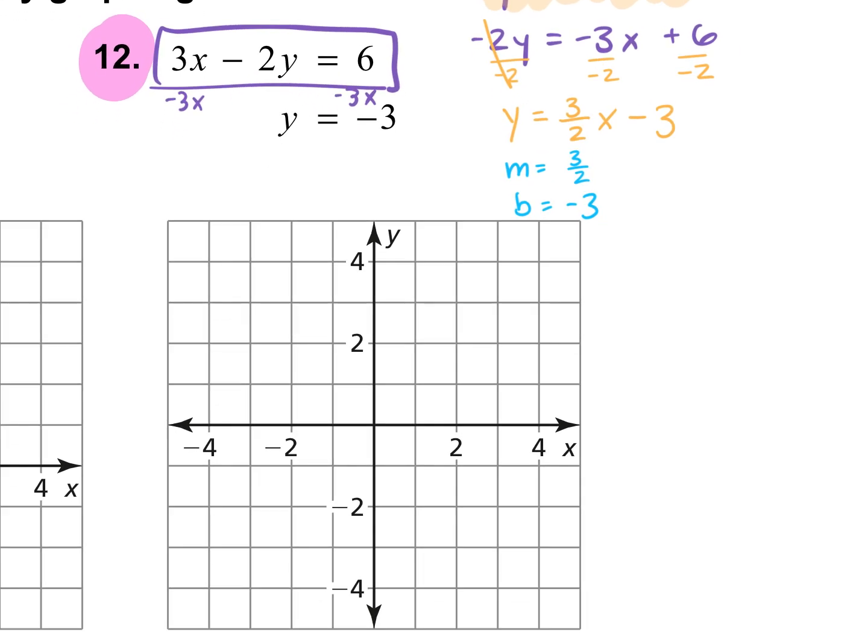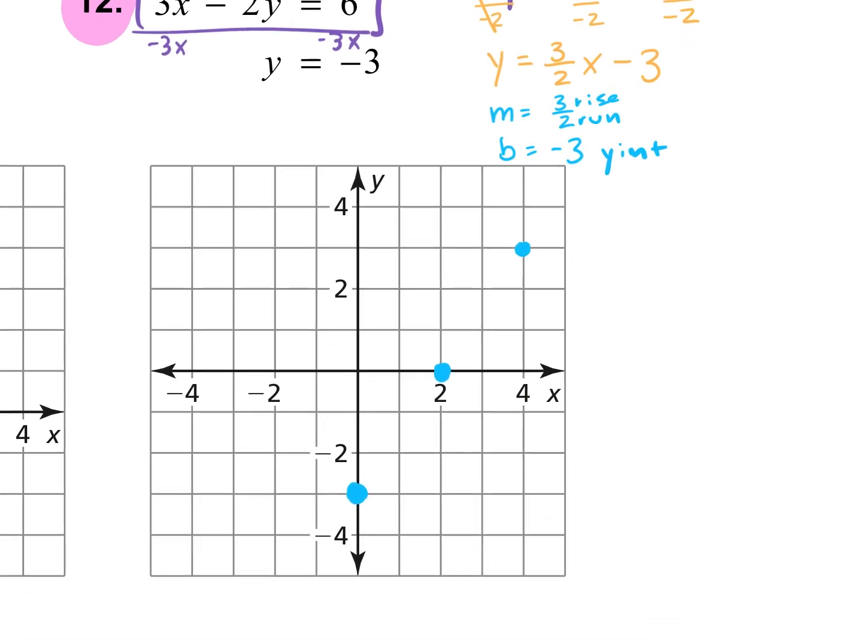So what's the first point on my line going to be? I need to put a point at -3 on the y-axis because this is my y-intercept. So there's my first point. How do I show the slope of 3/2? Up 3 to the right 2. Perfect. That's my rise over run. I'm going to put a couple points and then just connect my dots. So that's our first line.